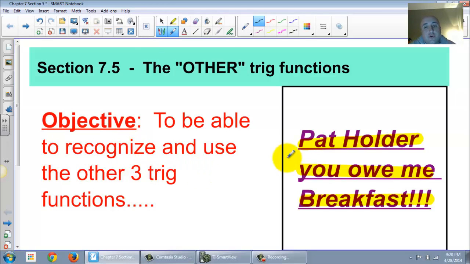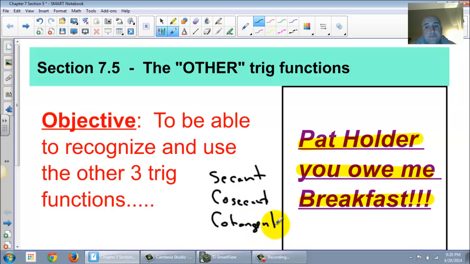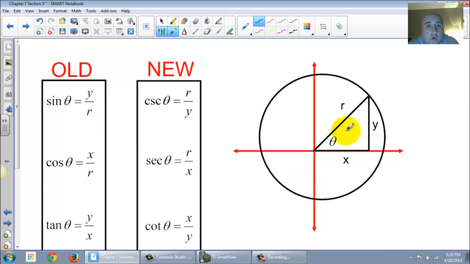which for your review are secant, cosecant, and cotangent. Okay, so those are the three trig functions we're going to talk about. All right, so what we've already done, we've already done the old ones.